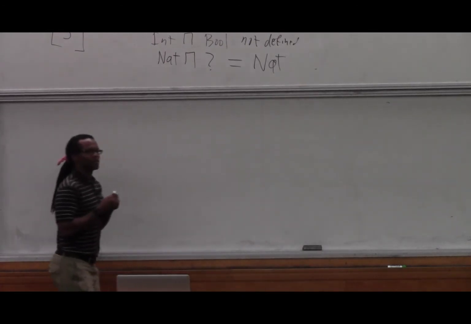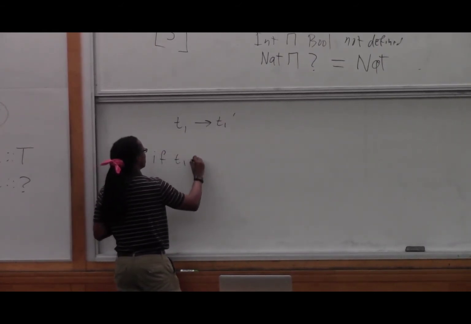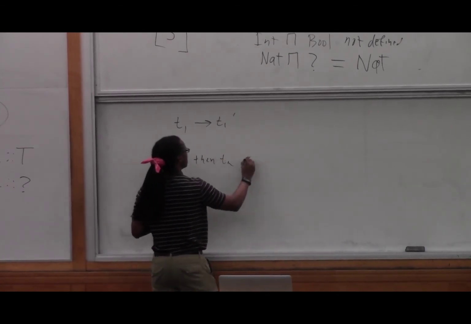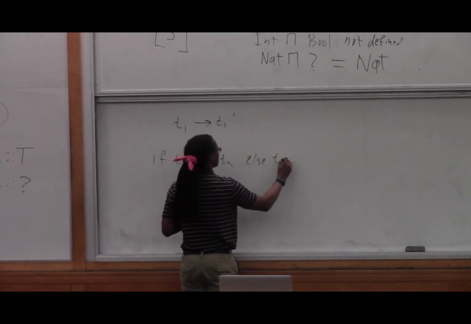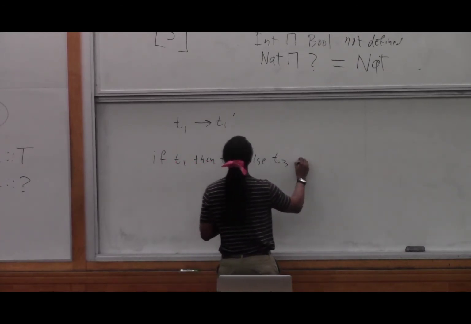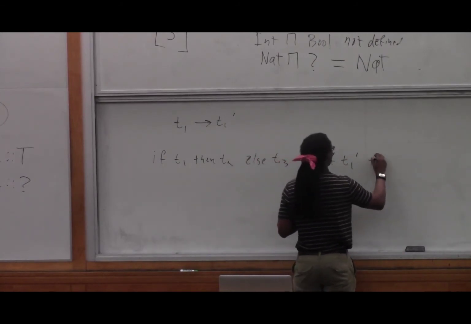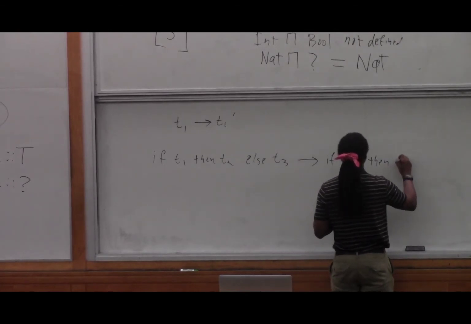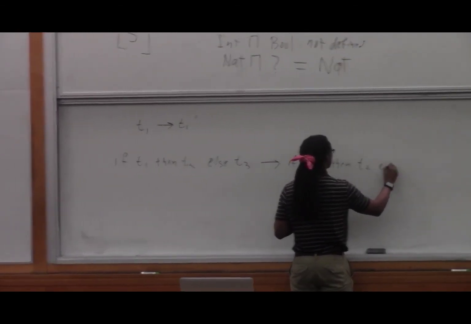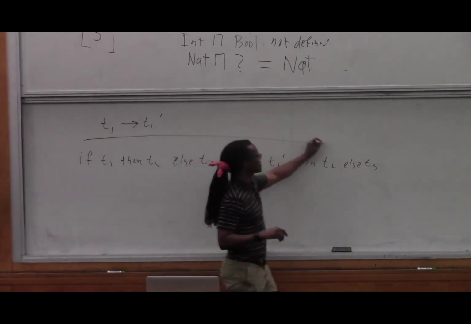Let's say I have the rule that says if T1 steps to T1 prime, then if T1 then T2 else T3 steps to if T1 prime then T2 else T3, right? So this would be the SOS rule for stepping an if.